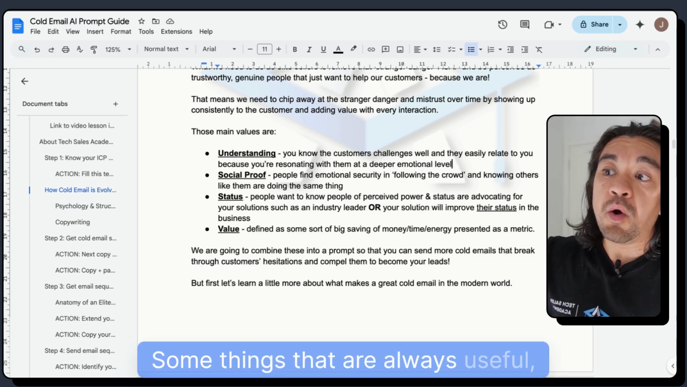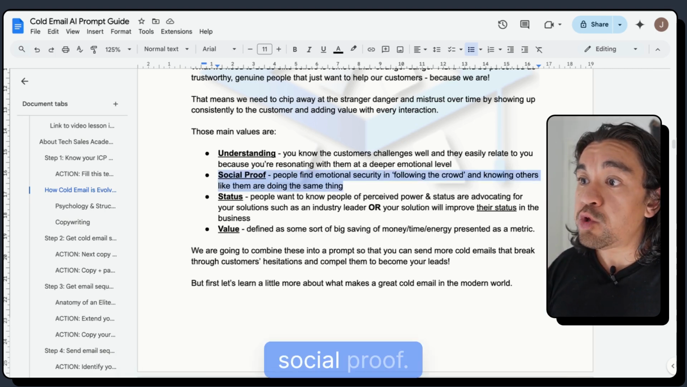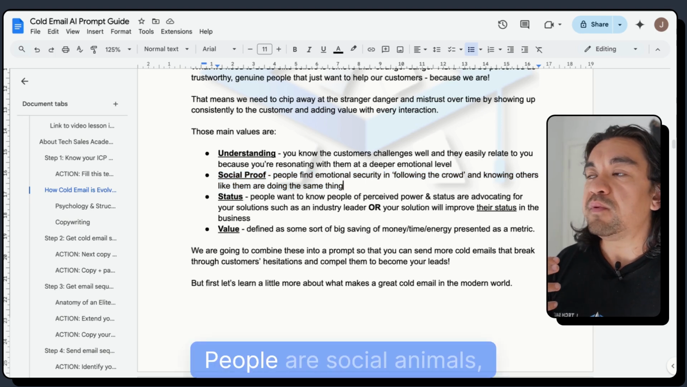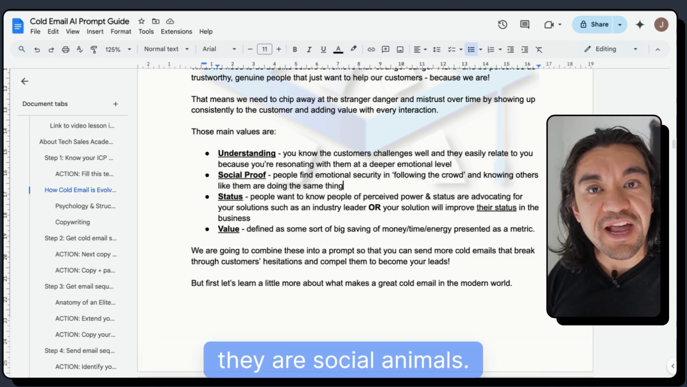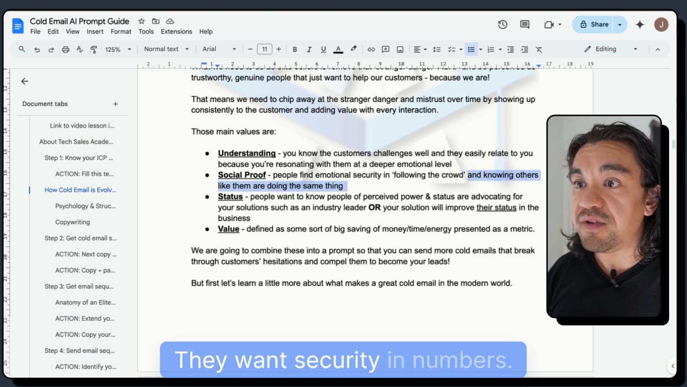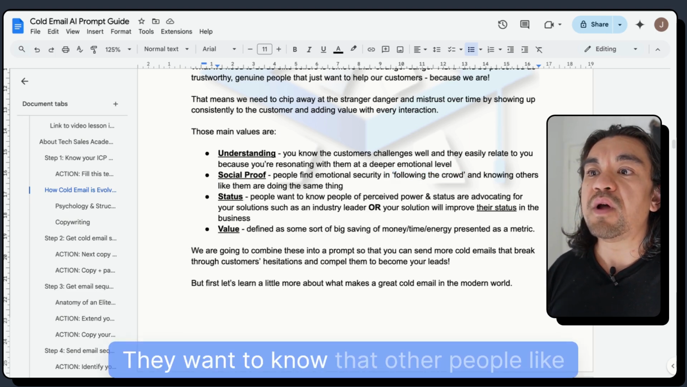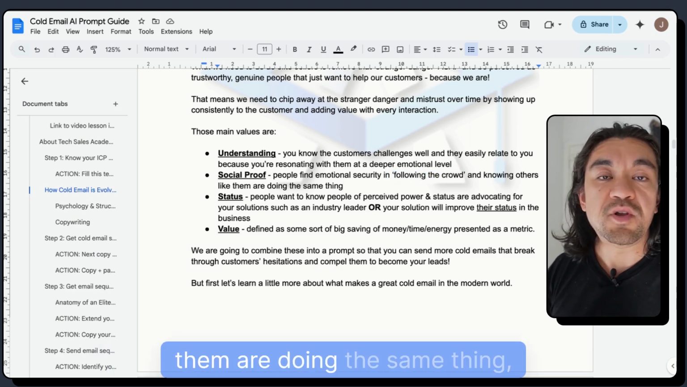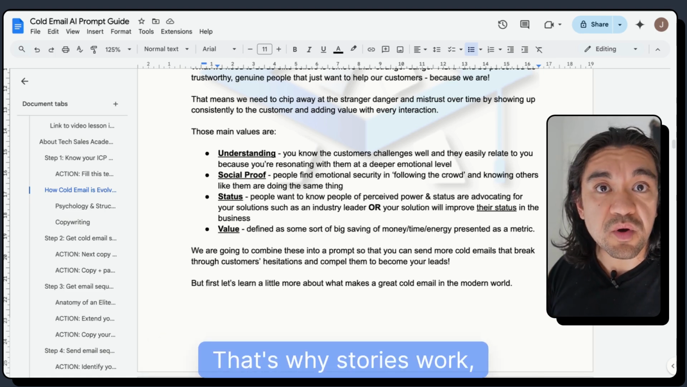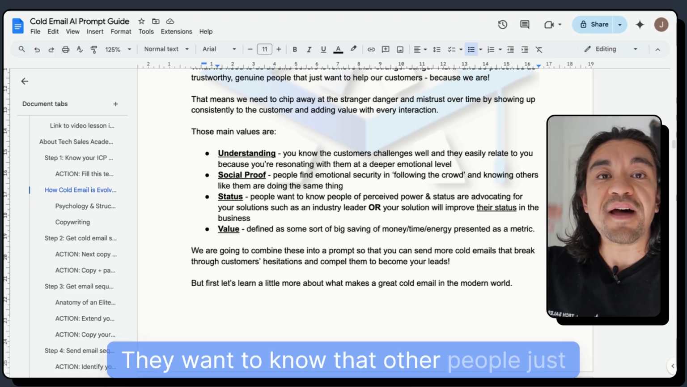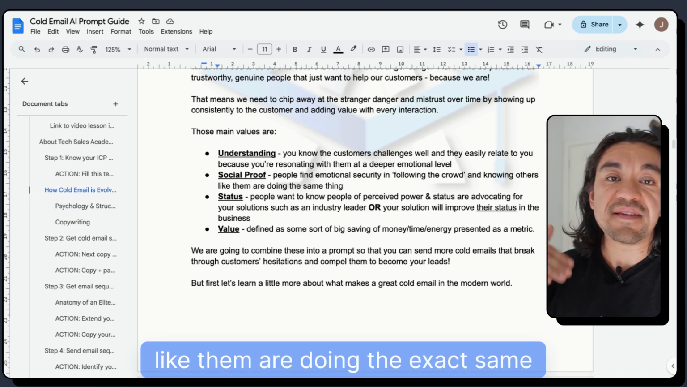Some things that are always useful, some social principles, social proof. People are social animals, okay? More than independent thinkers, they are social animals. They want to follow the crowd. They want security in numbers. They want to know that other people like them are doing the same thing, right? So that's why case studies works. That's why stories work, okay? They want to know that other people just like them are doing the exact same thing.